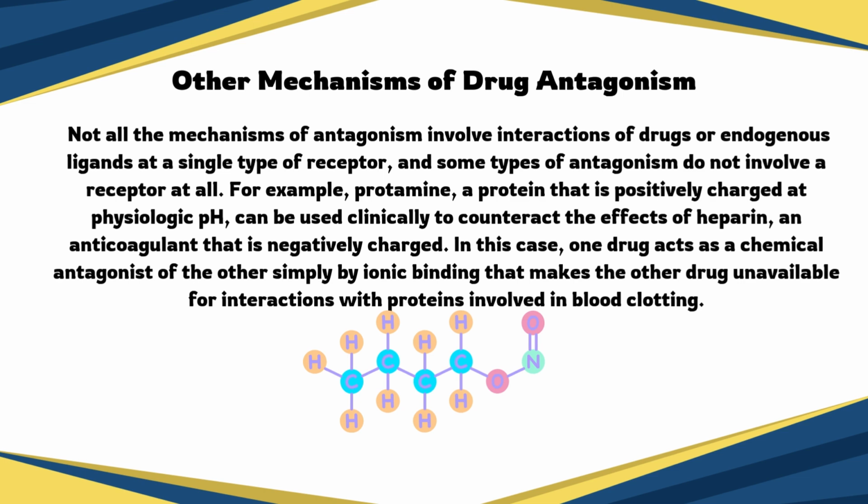Other mechanisms of drug antagonism. Not all the mechanisms of antagonism involve the interaction of drugs or endogenous ligands at a single type of receptor, and some types of antagonism do not involve a receptor at all. For example, protamine, a protein that is positively charged at physiological pH, can be used clinically to counteract the effect of heparin, an anticoagulant that is negatively charged. In this case, one drug acts as a chemical antagonist of the other simply by binding it, which makes the other drug unavailable for interactions with proteins involved in blood clotting.